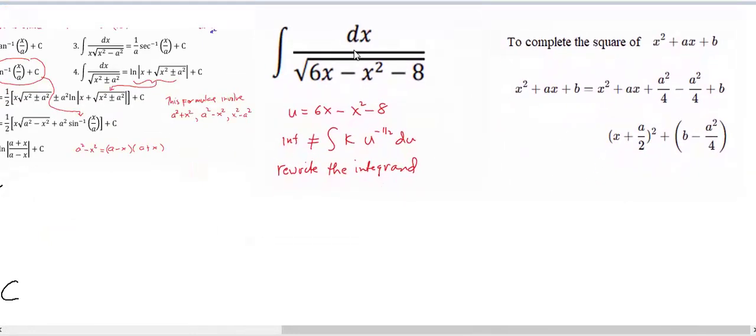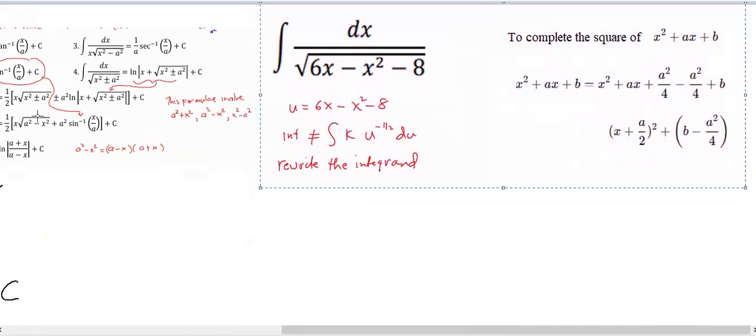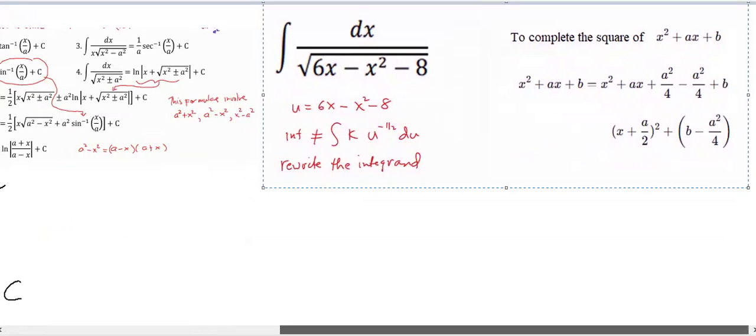Okay. Let us solve this one. Baka I can use this.